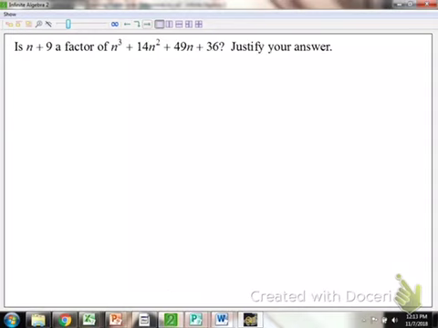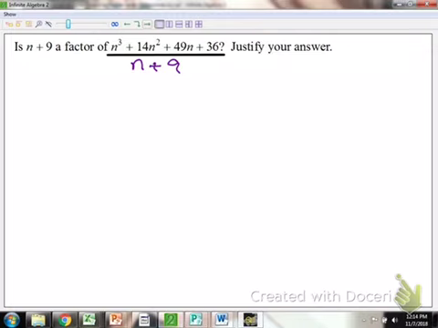This one is asking us, is n plus 9 a factor of n cubed plus 14n squared plus 49n plus 36, and to justify our answer. Now, this is where we have to remember that if n plus 9 is a factor, that means that when we divide this polynomial by n plus 9, the remainder has to be 0. So it's a factor if when divided the remainder is 0.